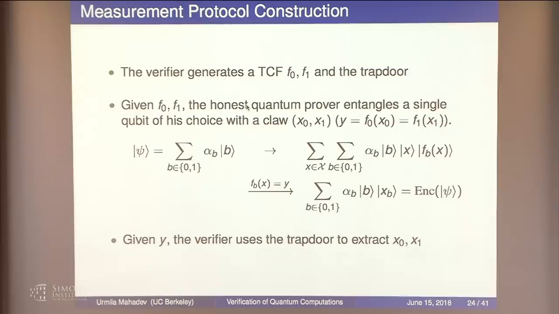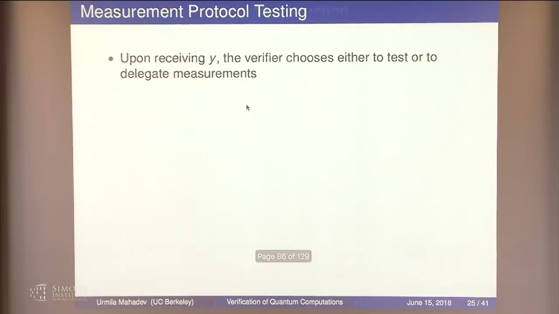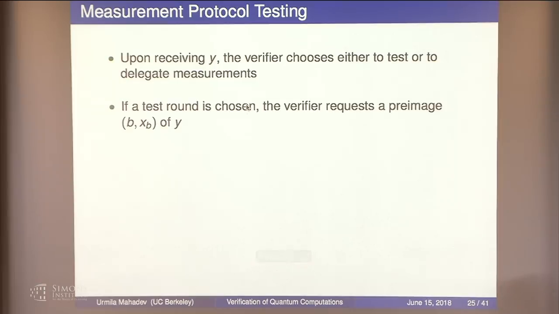And now the prover reports y to the verifier, and the verifier uses the trapdoor to extract the two pre-images of y. At this point, once the verifier receives y, he chooses either to test the prover or to delegate measurements, so to request a Hadamard or a standard basis measurement. In the case of a test, the verifier just requests a pre-image of y.